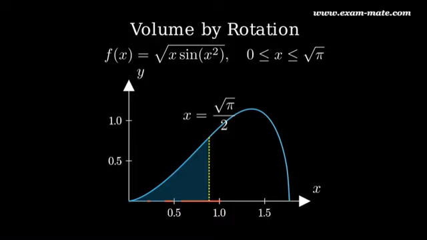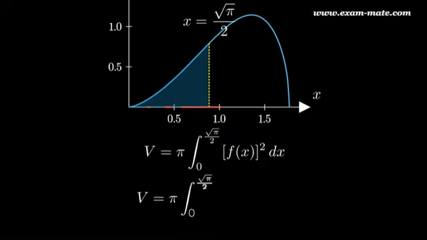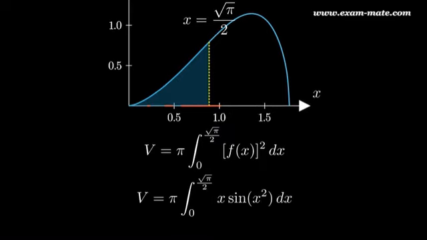Each point on the curve traces out a circle, creating circular cross-sections perpendicular to the x-axis. To find the volume, we'll use the washer method. The volume equals pi times the integral from 0 to square root of pi over 2 of f of x squared dx. Substituting our function, we get pi times the integral of x sine of x squared dx.